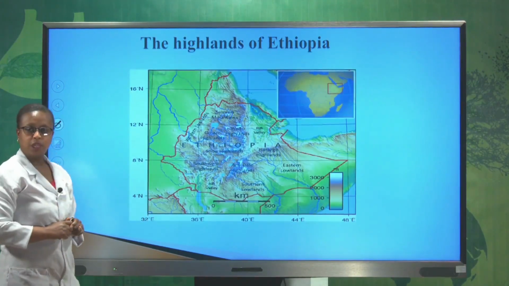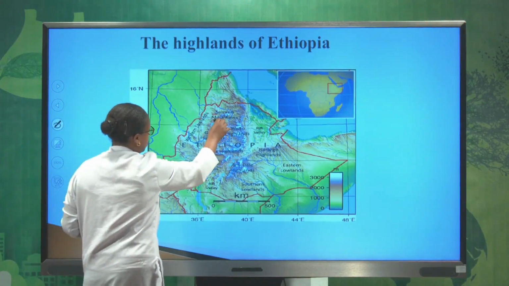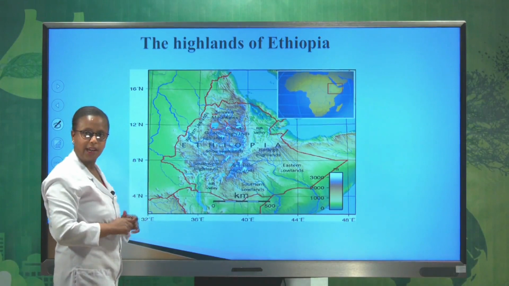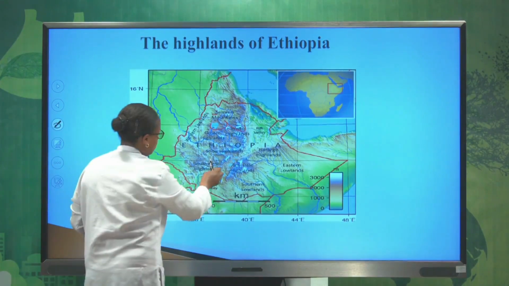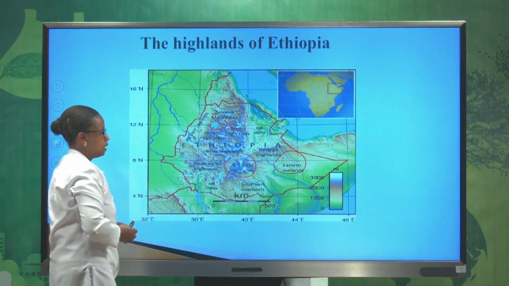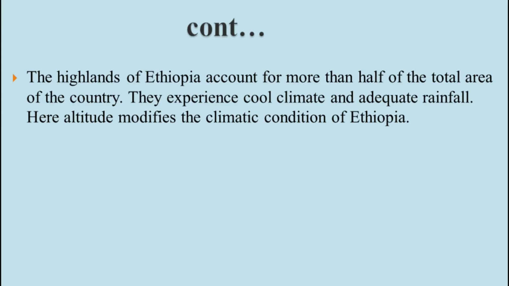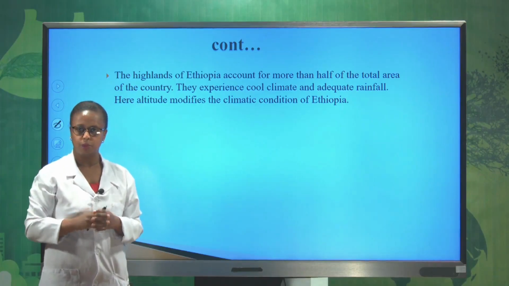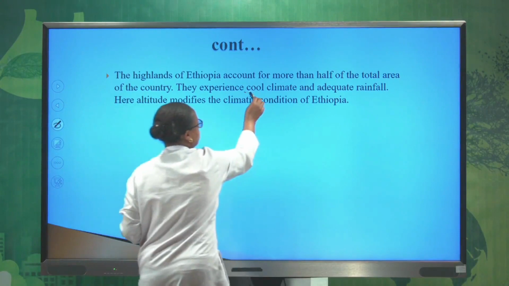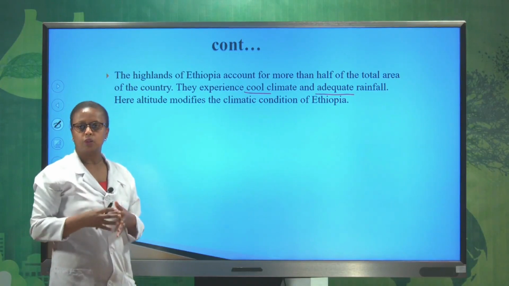This is the map which shows the major highlands of Ethiopia. The northern highlands include Tigray, Wello, Gojam, Gondar, and the Shwa plateaus. The southwestern highlands are also found here. The southeastern highlands, the Arsibale Massif. These are the major highlands of Ethiopia. Generally, the highlands of Ethiopia account for more than half of the total area of Ethiopia. And these highland areas experience cool temperatures and an abundant amount of rainfall. Altitude also controls the climate of Ethiopia.